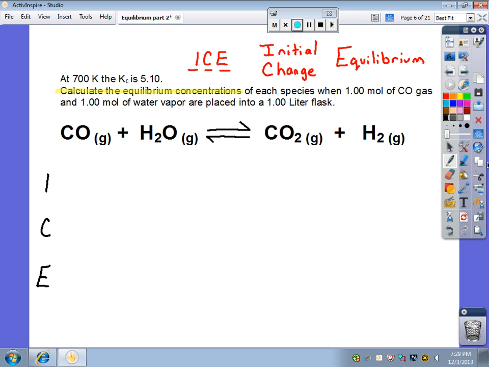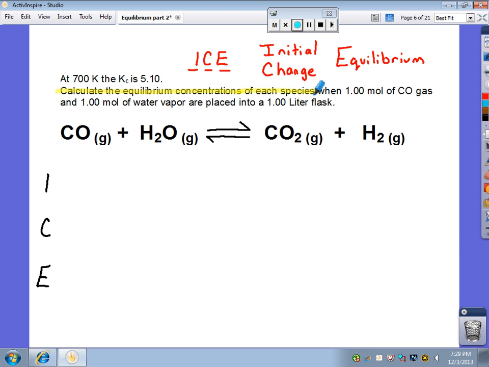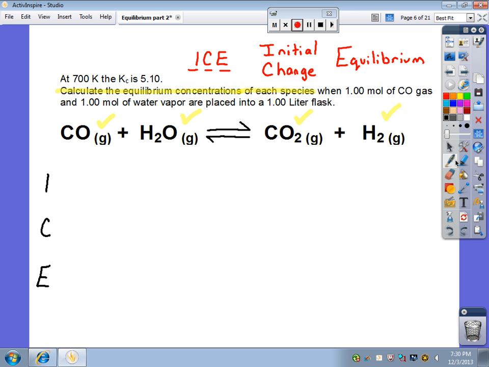What the heck is each species? What's that mean, each species? Well, these are all the species. H2 is a species, CO2 is a species, H2O is a species, and CO is a species. Those are the 4 different elements that are in our reaction. What else do we know? We know that 1.0 moles of carbon monoxide gas and 1.0 moles of water vapor are placed in a 1-liter flask. So we know that, don't we? We know this is true.